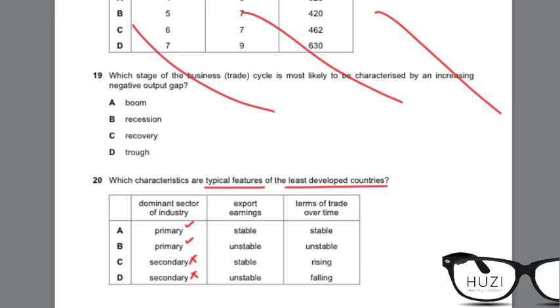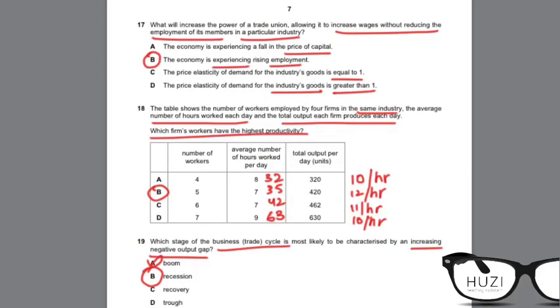Then export earnings stable. Export earnings are not stable for least developed countries. So they are unstable, so this shouldn't be A either. The terms of trade over time are not stable, they are unstable, so the answer to this one is B, because we are talking about least developed countries, not developed countries or almost developed countries.